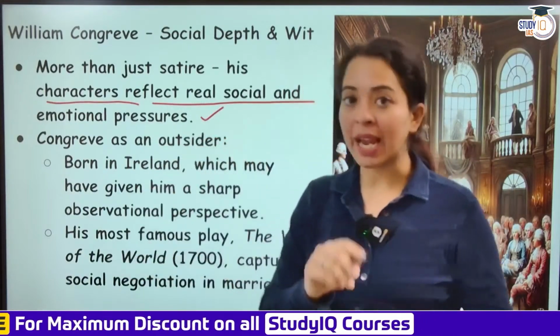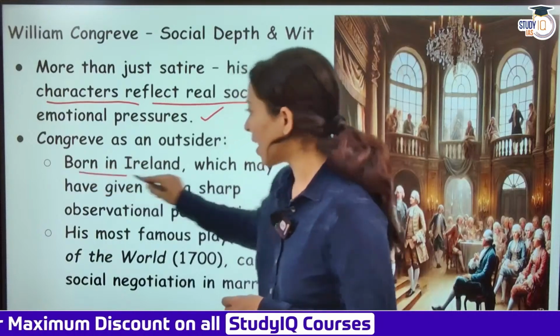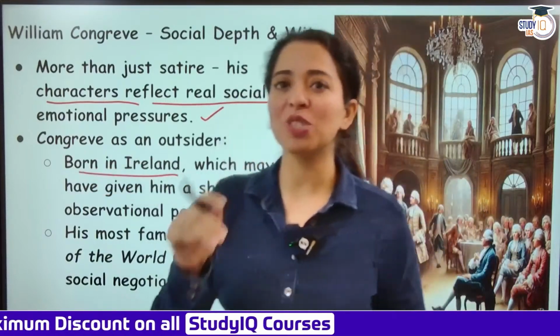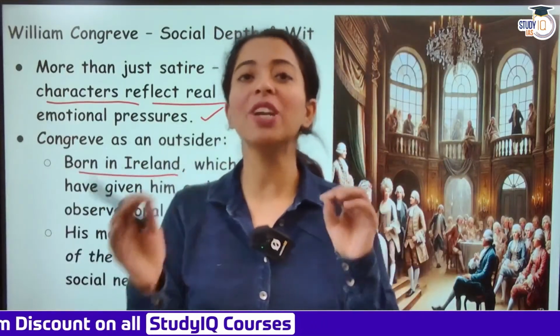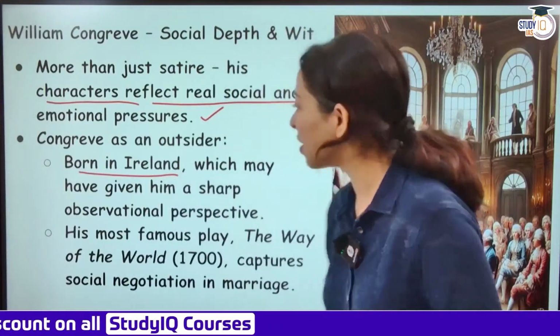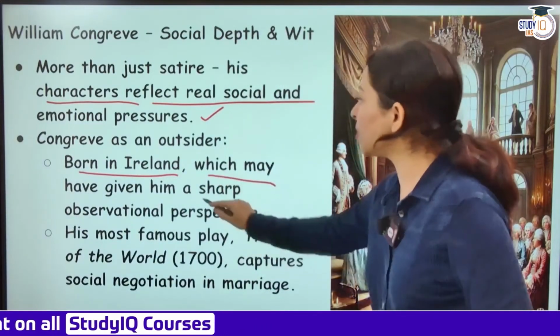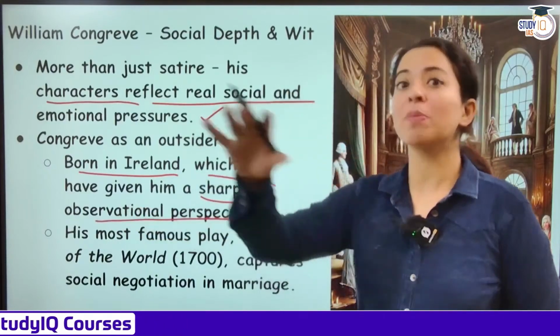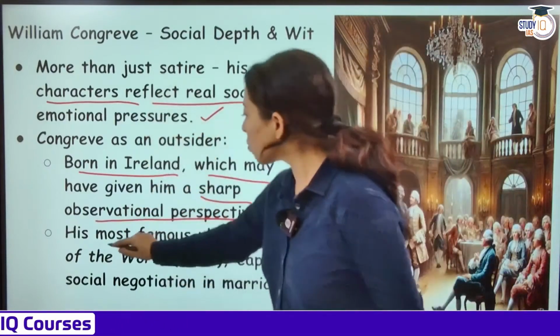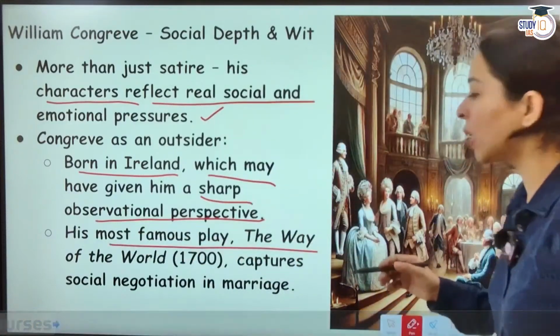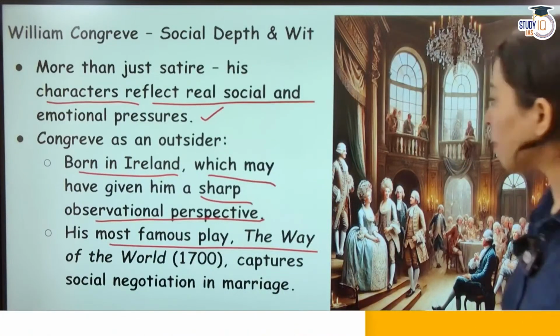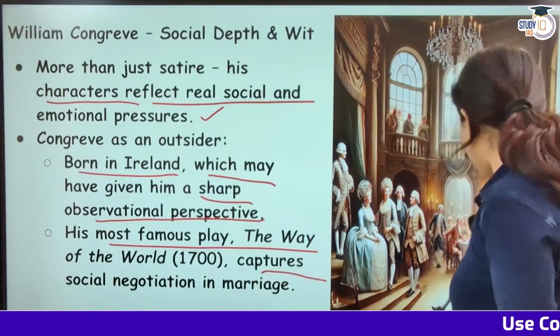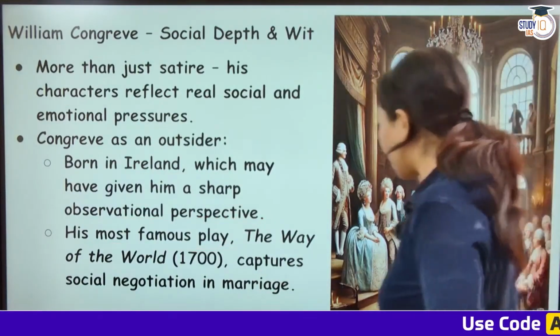Congreve, as an outsider, was born in Ireland, and this is the reason maybe he had a good lens to see what is happening in England. He had a different lens as compared to all other people, which may have given him a sharp observational perspective. When you are from the outside, you're able to see it more clearly. His most famous play, The Way of the World, 1700, captures social negotiation in marriage.